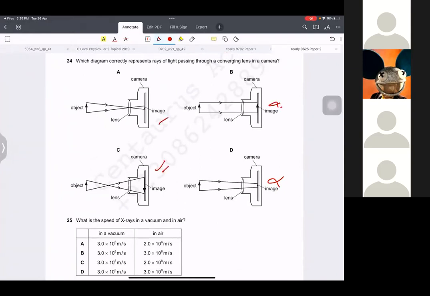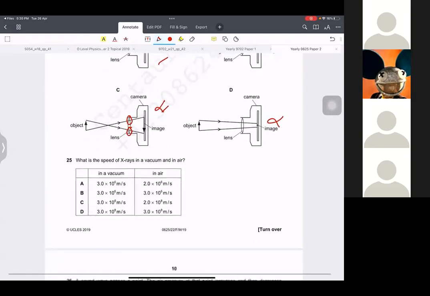Now, why is this wrong and this is correct? Because it doesn't show bending here. It should show a bend. Only the straight lines can move through the optical center, which is the center of the lens. So A has to be correct.